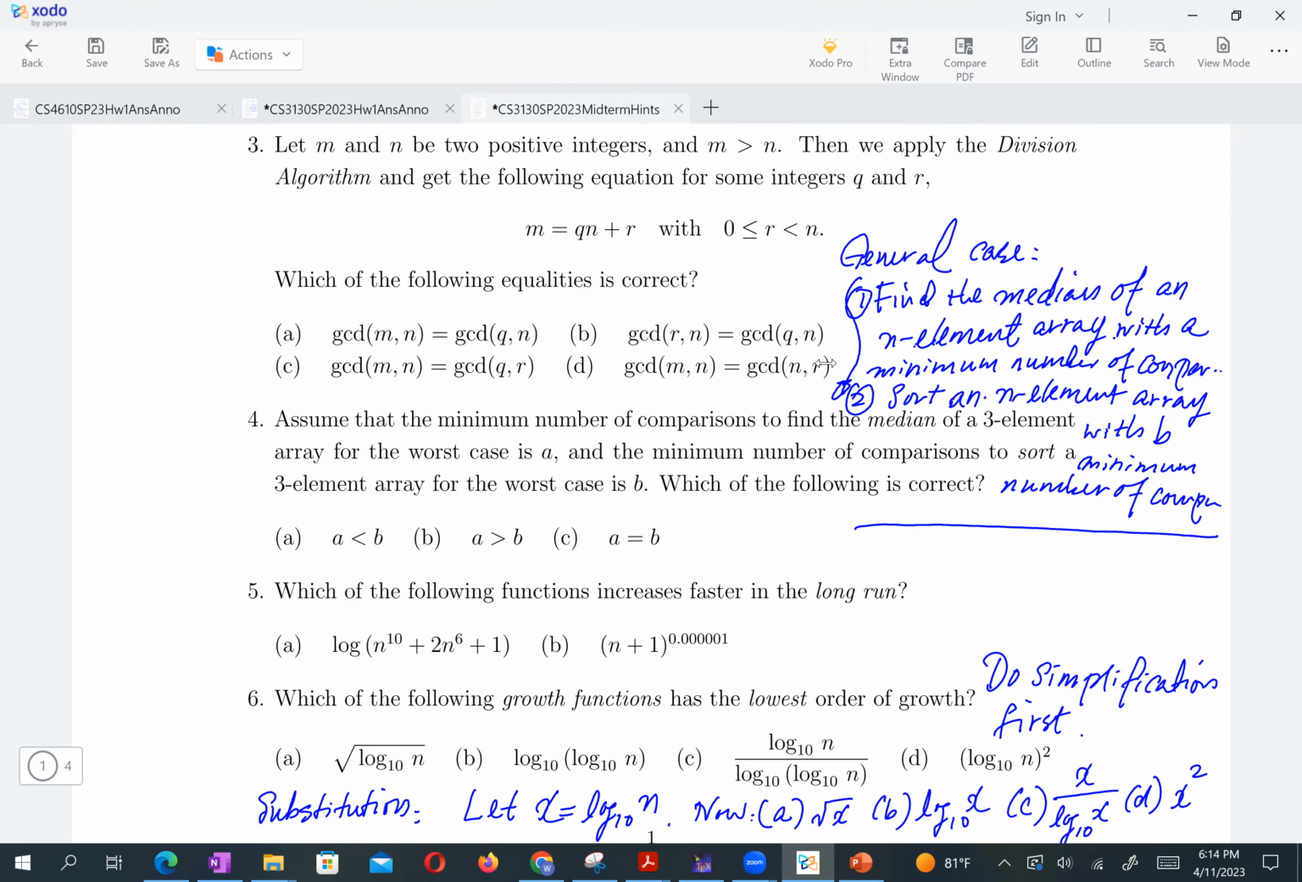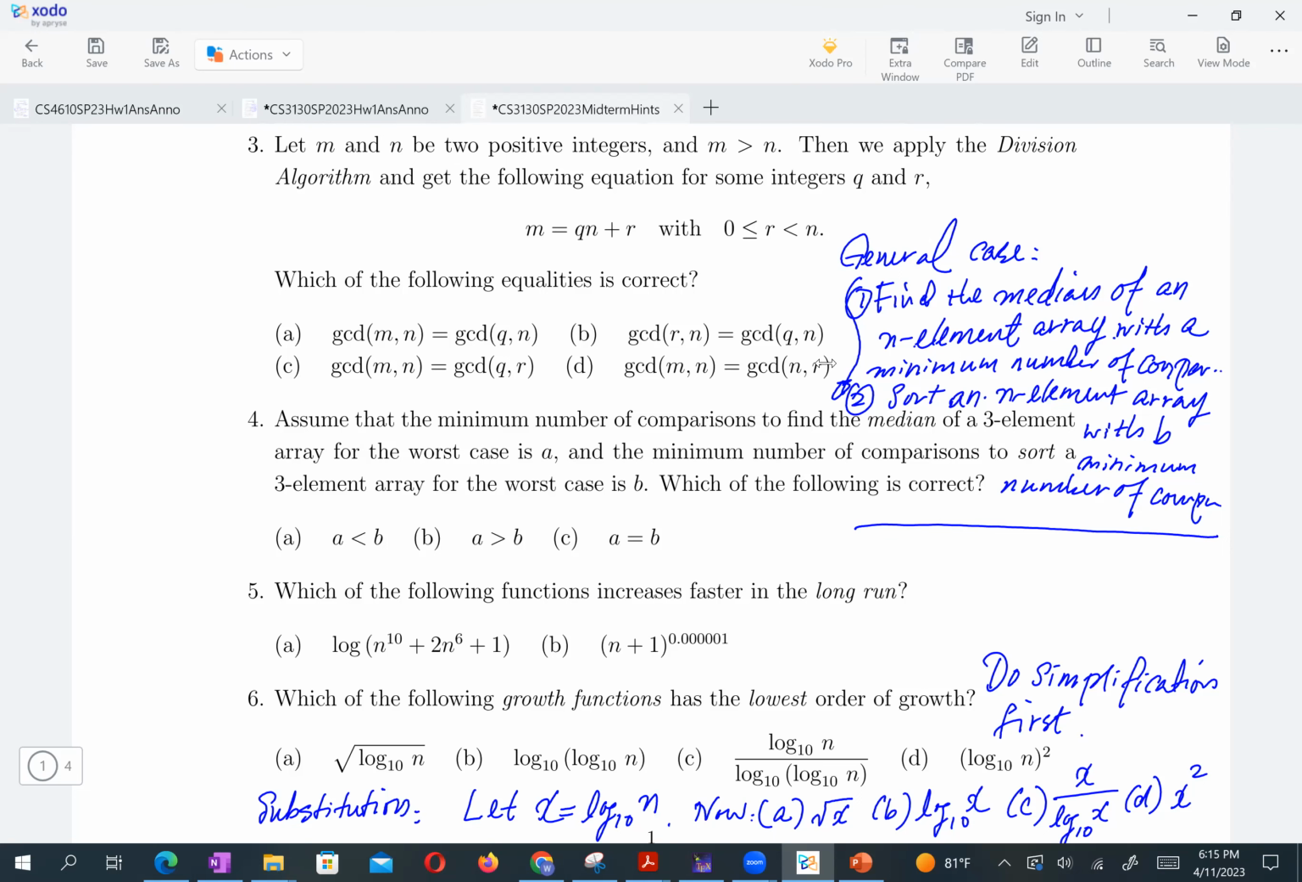In general, which one is larger? When we find the median of an array, compared with when we sort the whole array, which one is harder? Which one is easier? In general, finding the median is a little easier than sorting the whole array, right? Because if you sort the whole array, you can get the median immediately. But when we find the median, we do not need to sort the array. Can you see that?